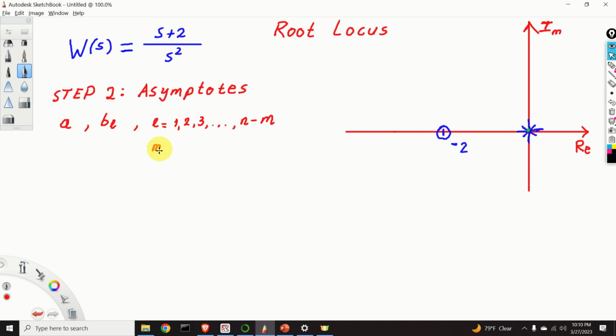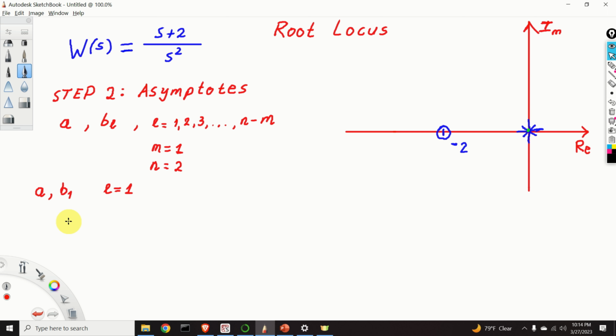Where m is the order of the polynomial in the numerator, and in our case it is equal to 1, and n is the order of the polynomial in the denominator, and in our case it's equal to 2. Consequently, we have a single asymptote, and that asymptote is centered at A, and it has an angle of B1. This is because L is only equal to n minus m, that is, it's equal to 1.